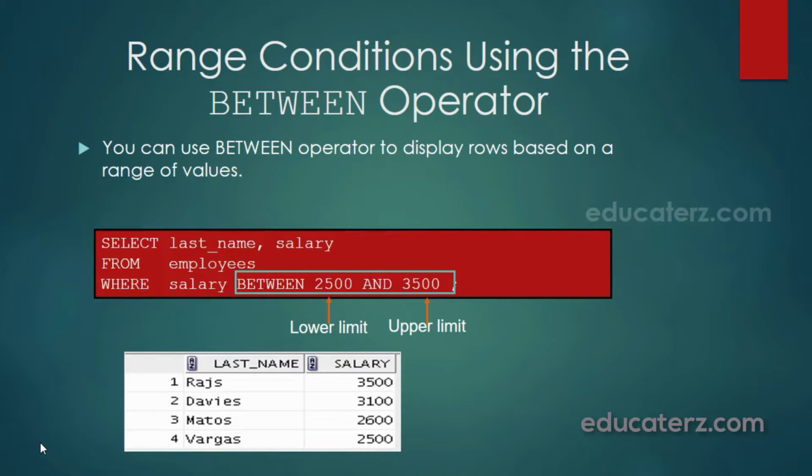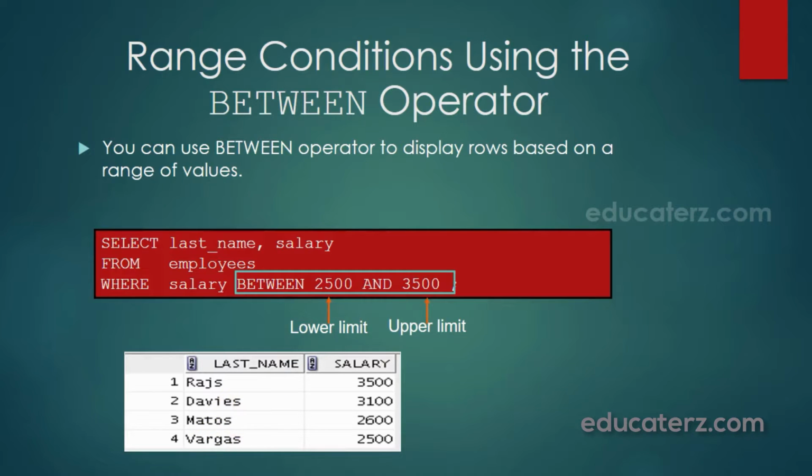Range conditions using the between and operator. You can use between operator to display rows based on a range of values. For example, I want to retrieve the last name and salary of the employees whose salary is between $2,500 and $3,500. Then the query goes like this. Select last name, comma, salary from employees where salary between $2,500 and $3,500. $2,500 is the lower limit and $3,500 is the upper limit. So both are inclusive in the search criteria.